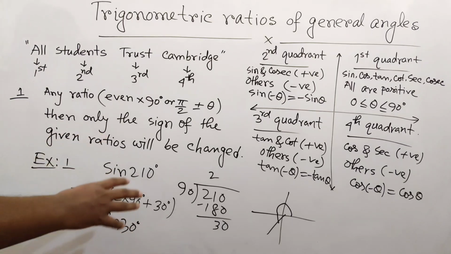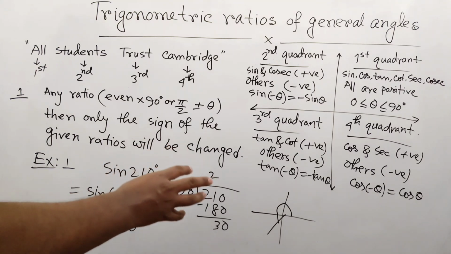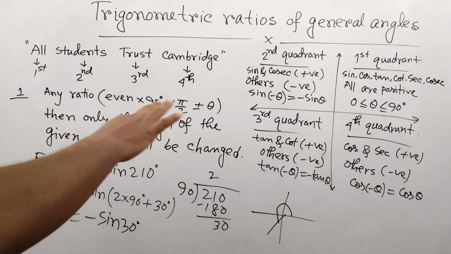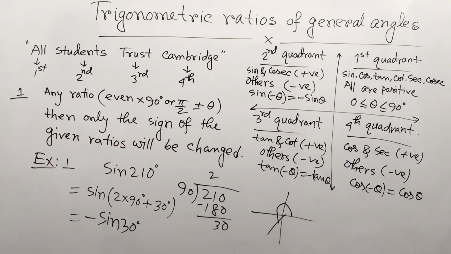In that way you can change the given angle into its acute angle, or if the question asks you to express this given angle in terms of sine 30, 45, or 60, that is, in the acute angle, you can do it in that way. Okay, I'll show another example.